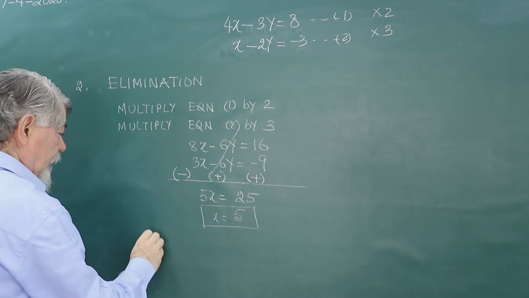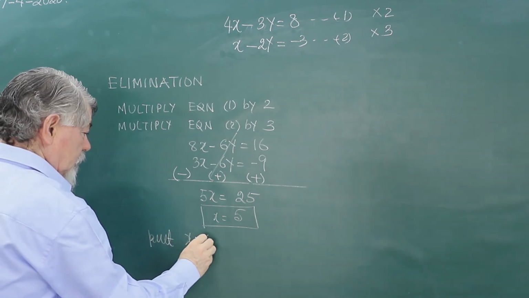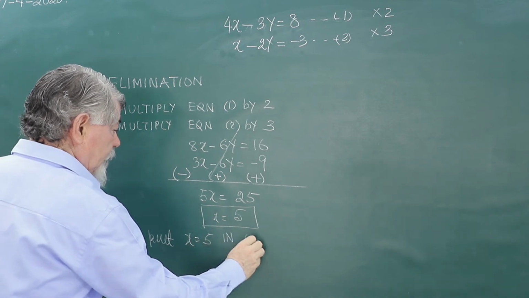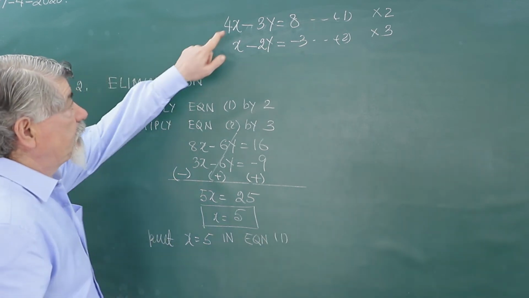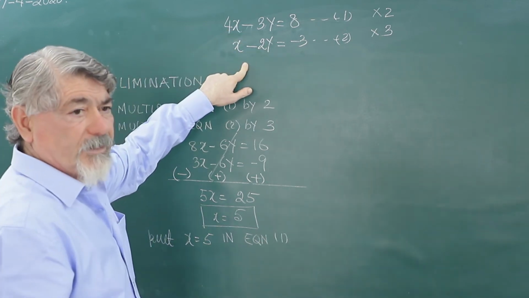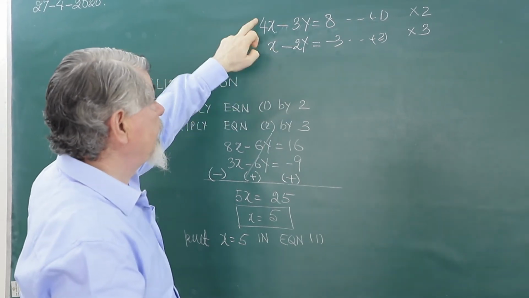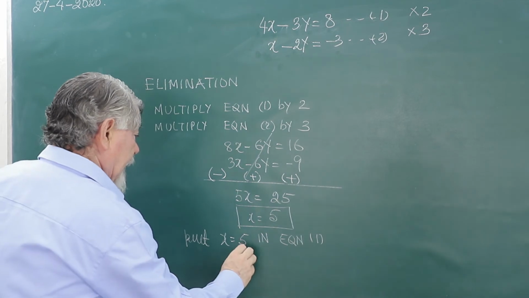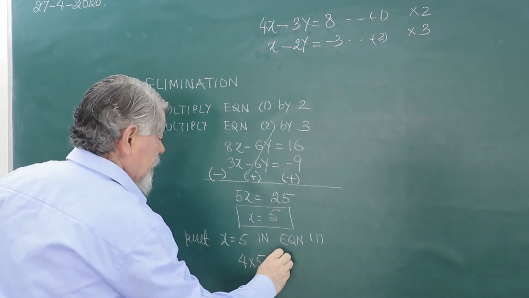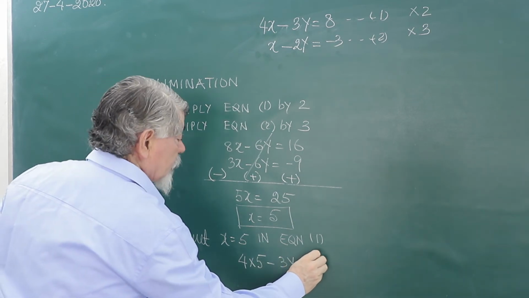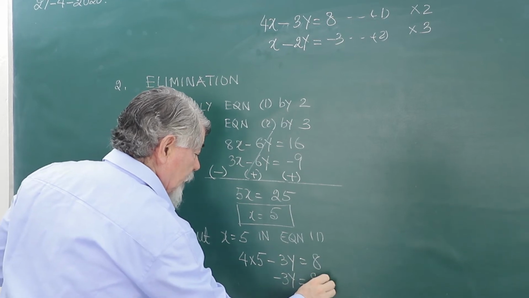Now put x is equal to 5 in equation 1 or in equation 2, whichever equation you like. You can put it in this equation also, or in this equation also. If I put x is equal to 5 in equation 1, so 4 into 5 minus 3y is equal to 8. Or minus 3y will be 8 minus 20.